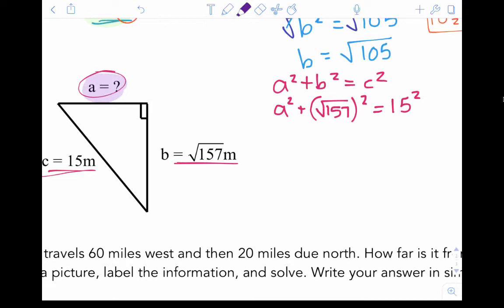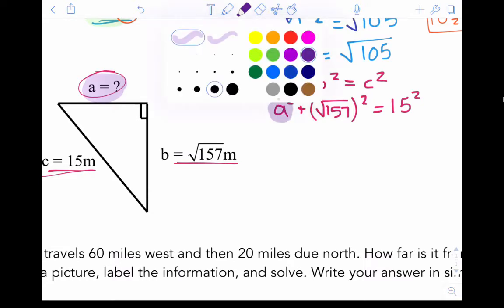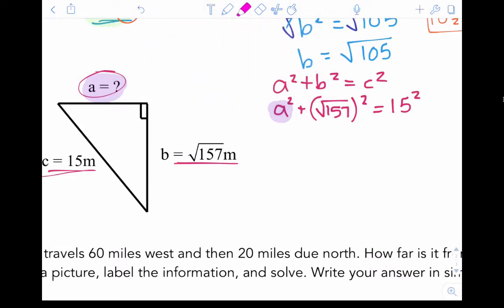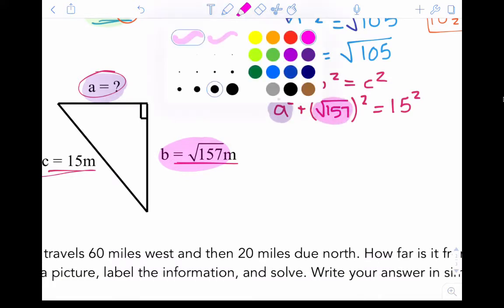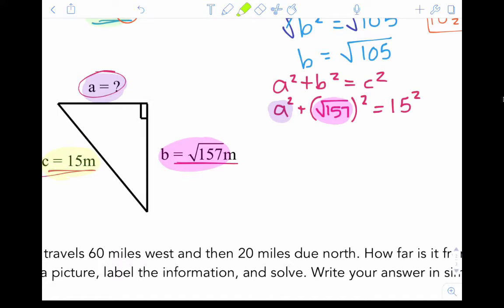So my a is right here. And I'm not sure what that is yet. My b is right here. And then my c is right here. So make sure that you're substituting those numbers into the correct spots.